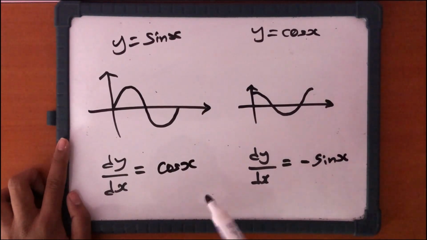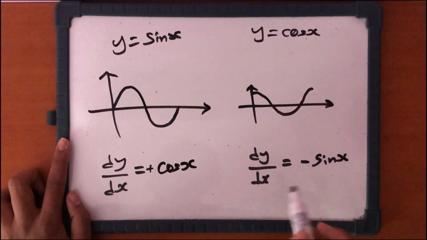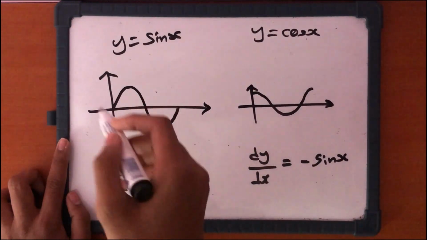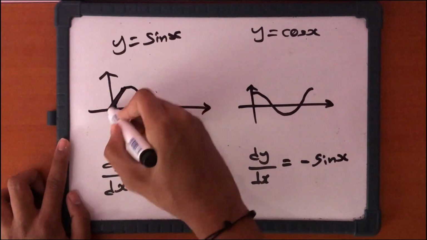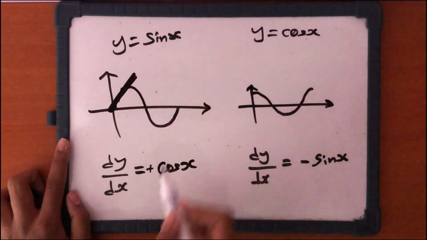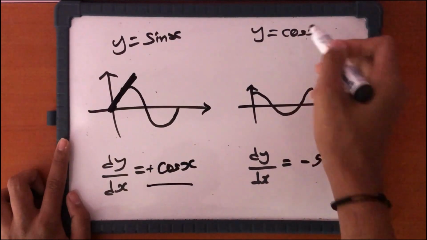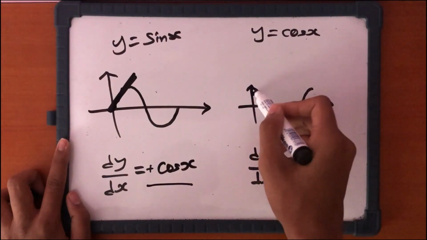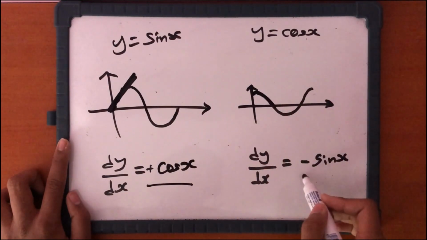Now, a tip to help you remember the positive here and the negative here better so that you don't confuse them. Just look at the sketches of the respective graphs from point 0. So sine x, after starting from 0, is positive, isn't it? That's a positive gradient. Hence, its gradient function is positive cosine x. And the graph of cosine x starts negatively initially from the point 0. So after 0, it has a negative gradient. Hence, the derivative of it is negative sine x.